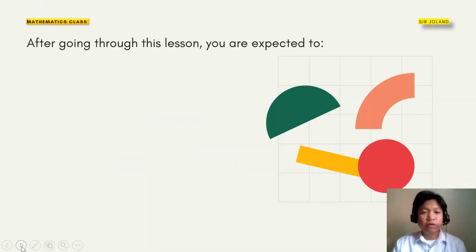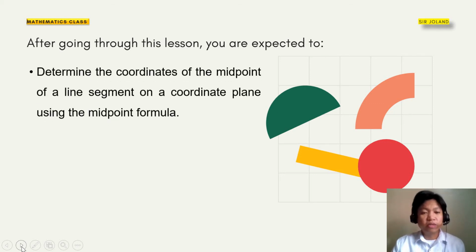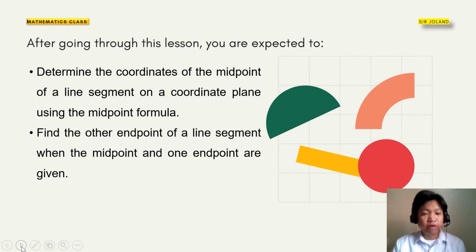Okay, so for our learning objectives, after going through this lesson, you're expected to determine the coordinates of the midpoint of a line segment on a coordinate plane using the midpoint formula, and find the other endpoint of a line segment when the midpoint and one endpoint are given. So here, given the midpoint and then the other endpoint, what will be the coordinates of the other point in the line segment? So yun yung ating magiging focus sa lesson na ito. Okay? So simulan na natin siya.